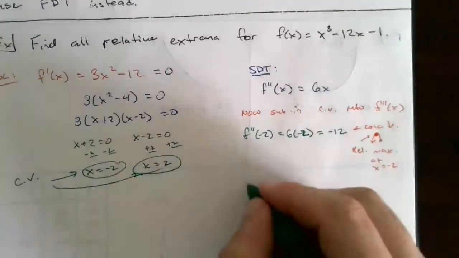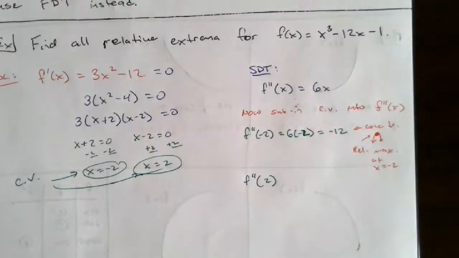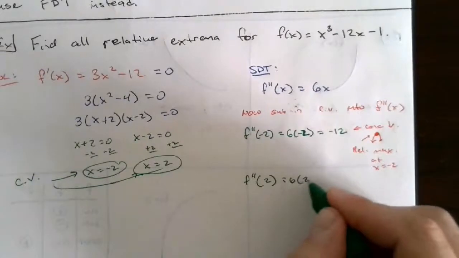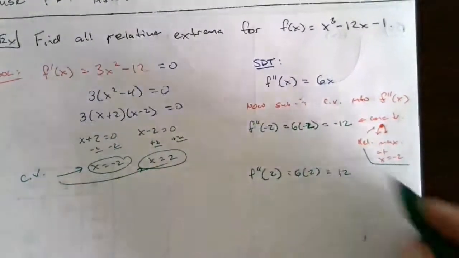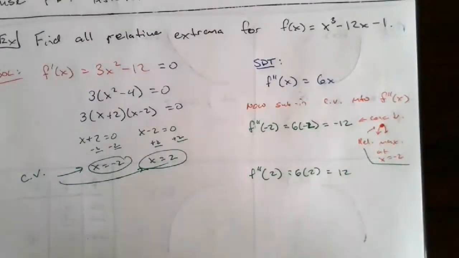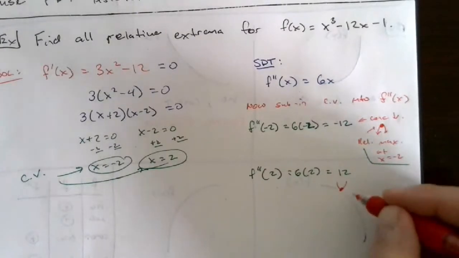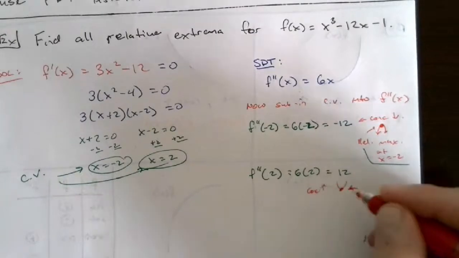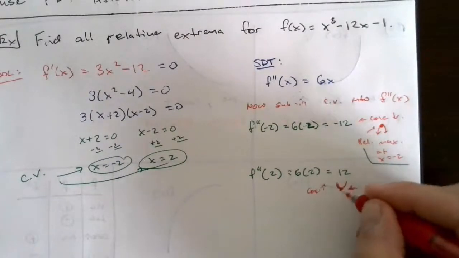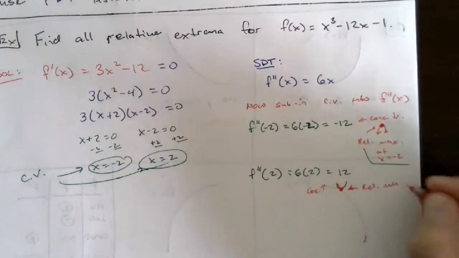If I tried f double prime of +2, my other critical value, I would have 6 times 2, which equals 12. Well, if this equals 12, what's that telling me? It says that the second derivative is positive. It means I'm concave up. If I'm concave up, what's that going to be? Concave up would look like this. That point right there is going to be a relative min. So it's a relative minimum at x equals 2.